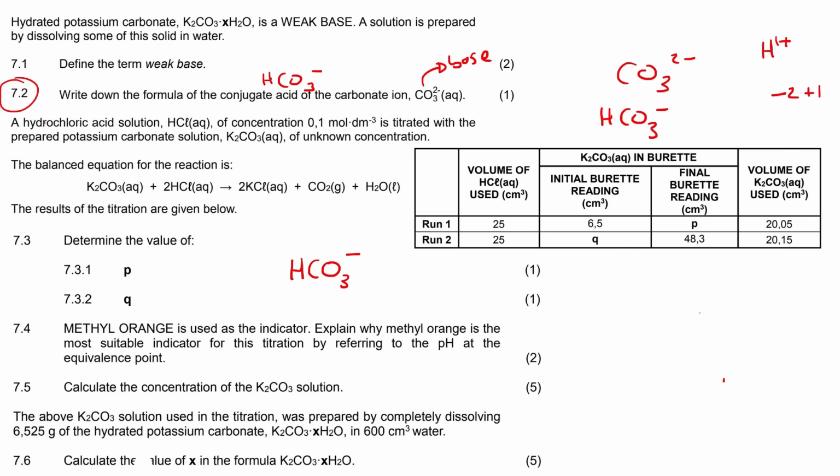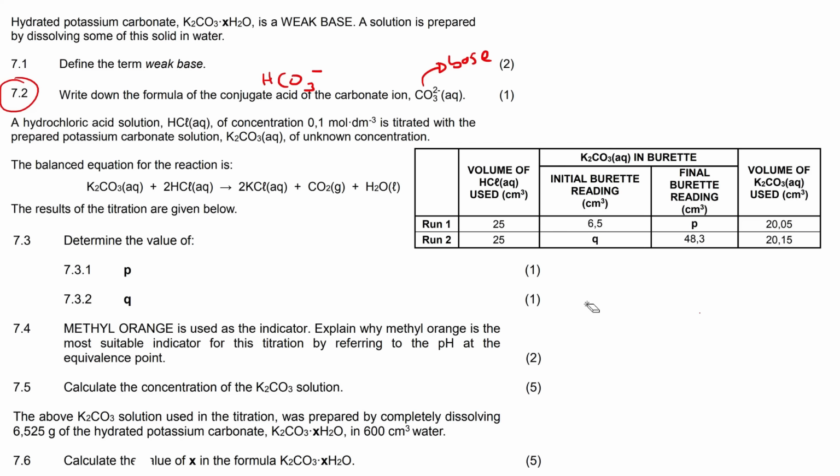Okay. Now, a hydrochloric acid solution, HCl, of concentration 0.1 mole per decimeter cubed is titrated with the prepared carbonate solution of unknown concentration. The balanced equation is this. Okay, so there's no more hydrate in the thing. Okay, cool. The results of the titration are given below. So they did the experiment twice. They gave us the volume of HCl that was used. We also have the concentration of HCl, which is fantastic. And then they gave us the initial burette reading.